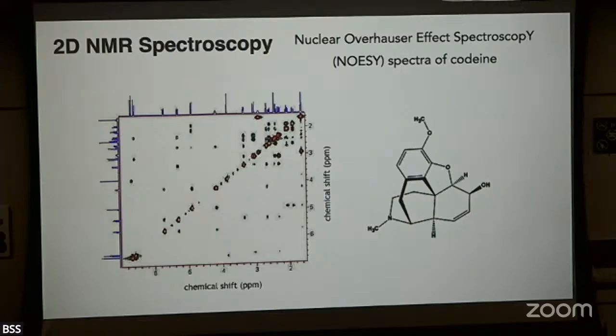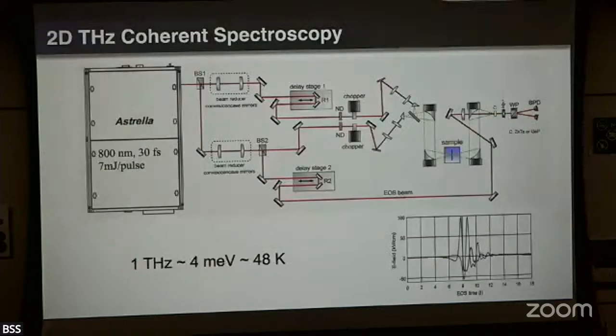And you can work out structure in this fashion. And this is what chemists and various kinds of biochemists do with this technique all the time. We are doing, that's not so relevant for what we want to do.